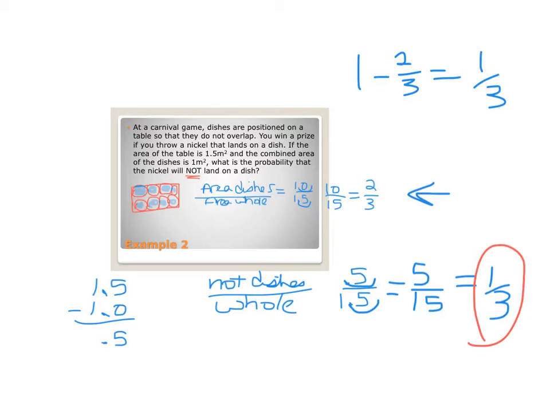If your answer turns into a repeating decimal when you try to divide it, just leave it as a fraction. If I were to turn this into a decimal, it would be 0.3 repeating. So I'm just going to leave it in fraction form for this answer.